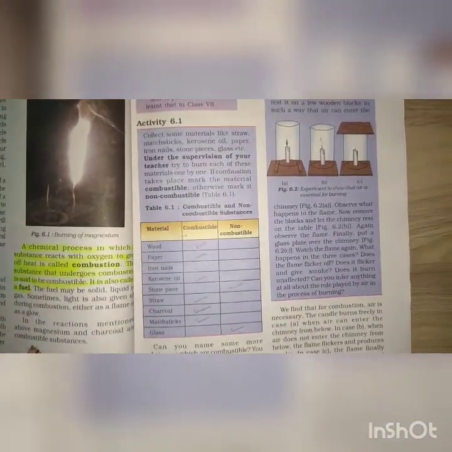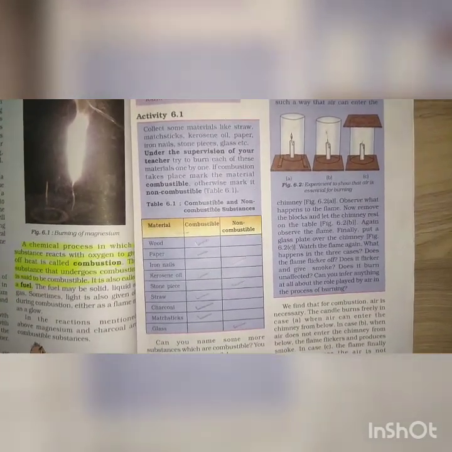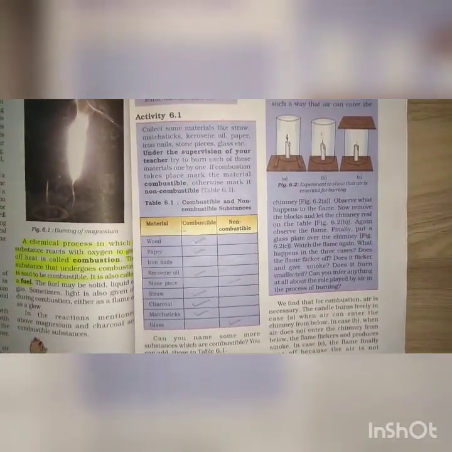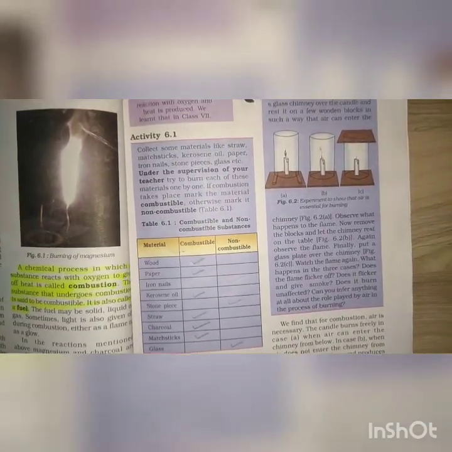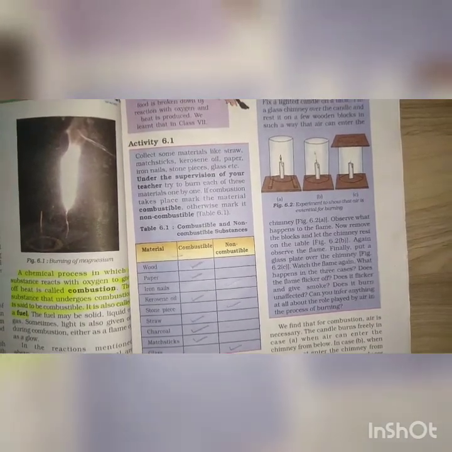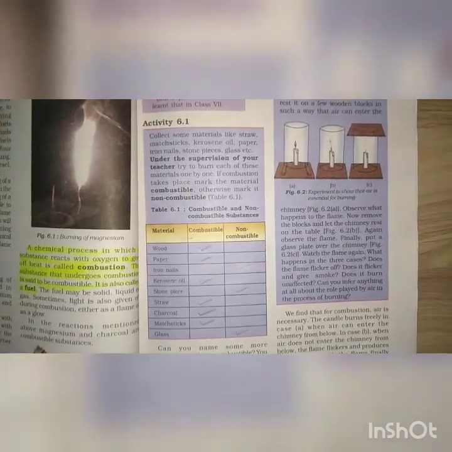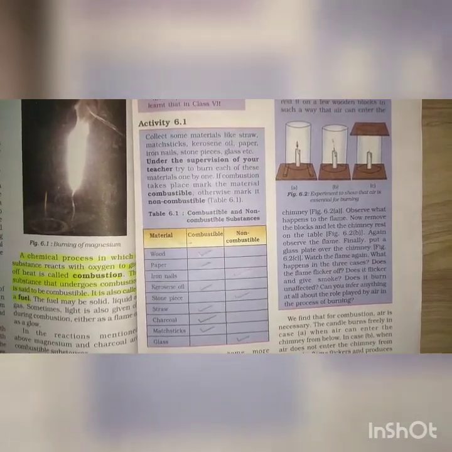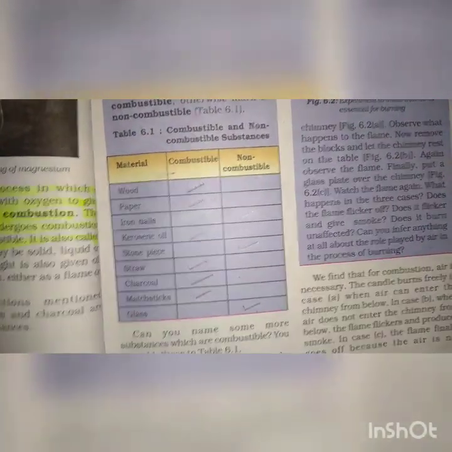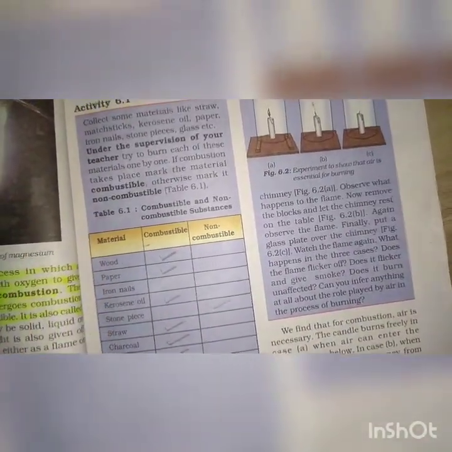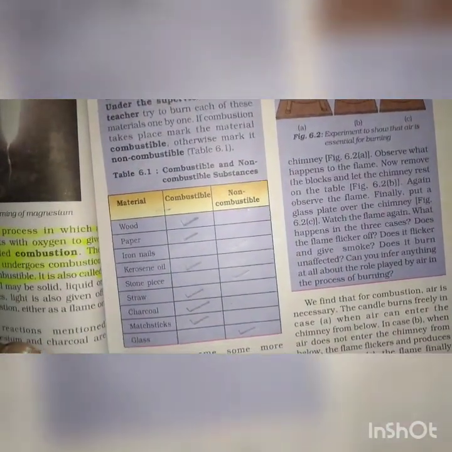So let's move to activity 6.1. Here it says to collect some materials like straw, matchsticks, kerosene oil, paper, iron nails, ice stone pieces, glass, etc. Under the supervision of your teacher, try to burn each of these materials one by one. If combustion takes place, mark the material combustible, otherwise mark it non-combustible. So here are some materials which are asked to be marked combustible or not. If they are non-combustible, put them here. If they are combustible, put them here.